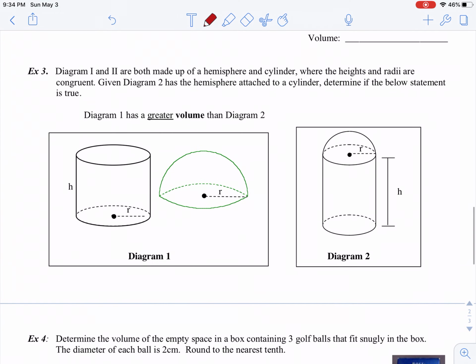All right, let's take a look at this reasoning question. And before I talk about it, I'd actually like you to read this and predict. Basically, I'm wondering, is it true that diagram 1 would have a greater volume than diagram 2? So I'll give you a second to read and think about what you think about that.